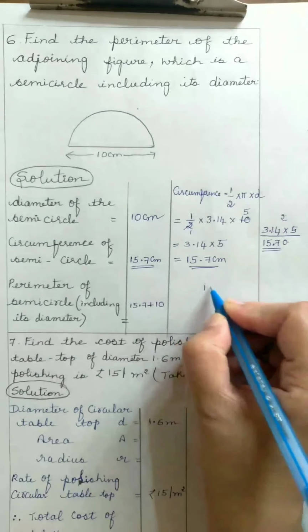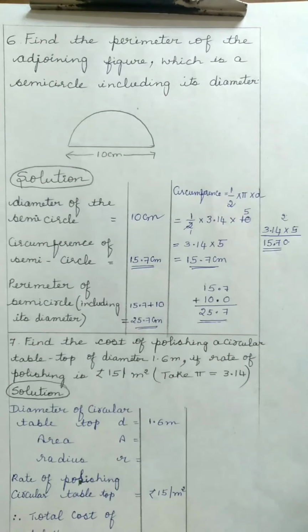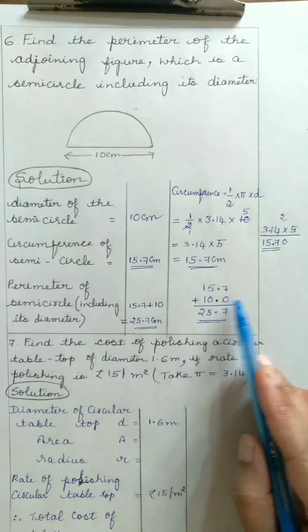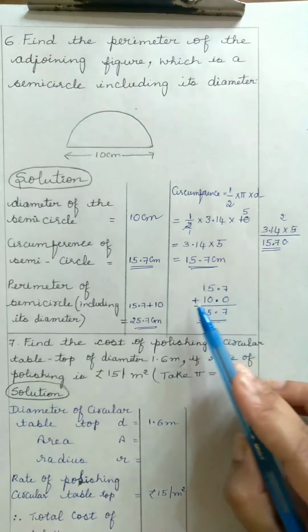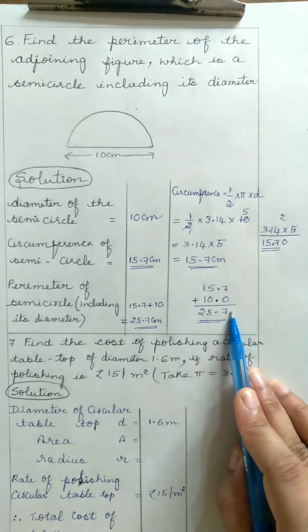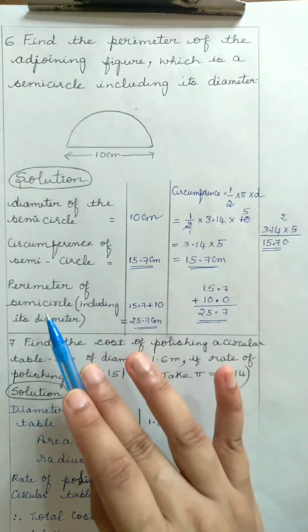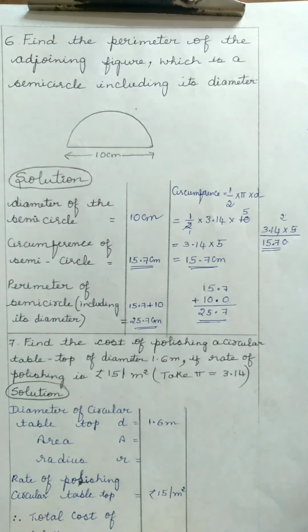Therefore, 15.7 plus 10. After the decimal point, there is nothing, so we can take it as 0. Therefore, 15.7 plus 10.0, we will get the answer 25.7. Therefore, children, perimeter of the semicircle will be equal to 25.7 centimeter.